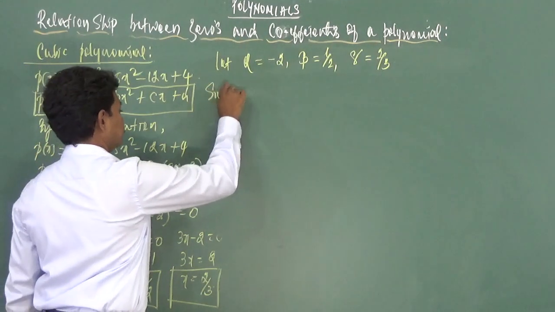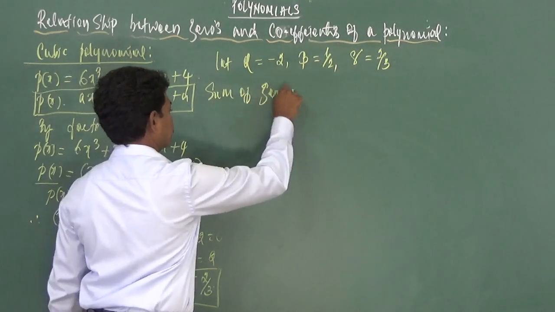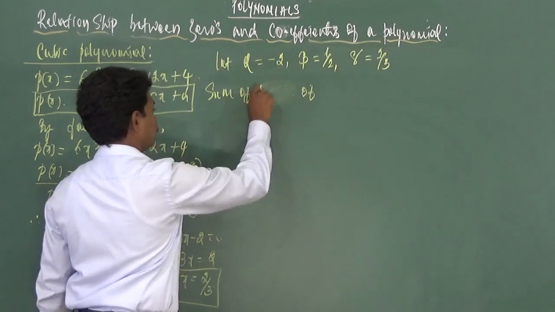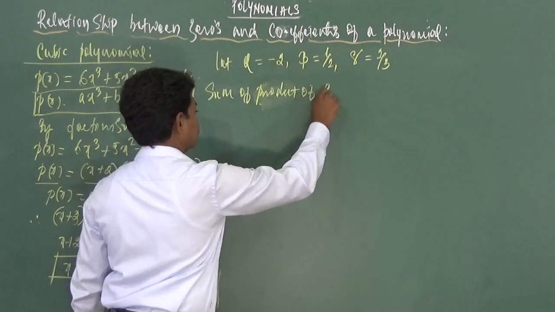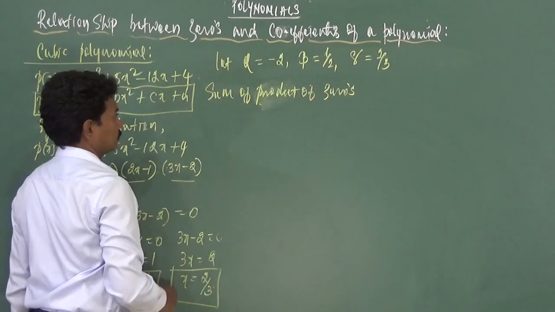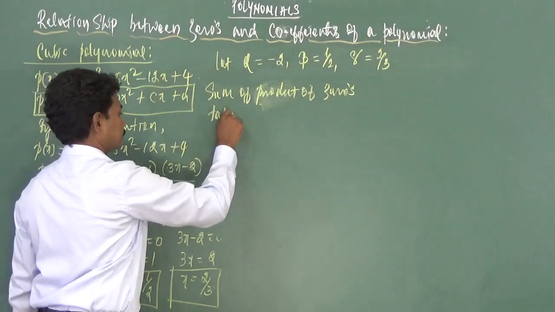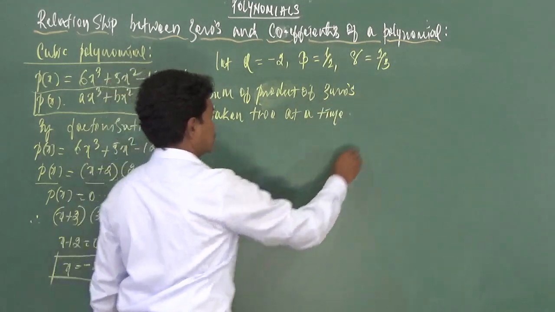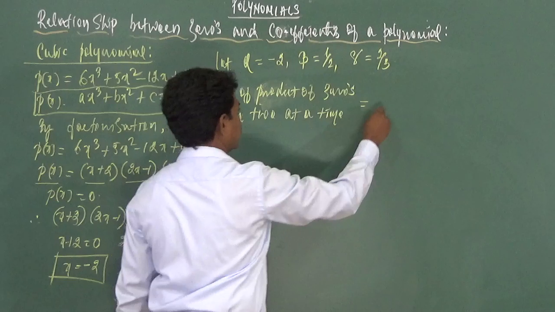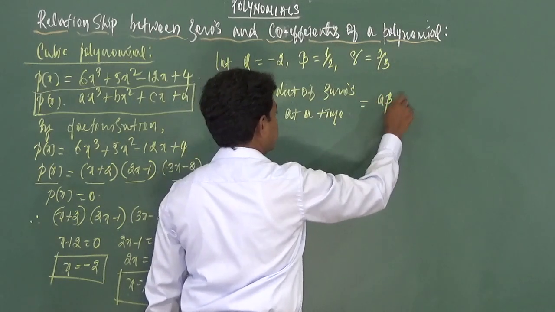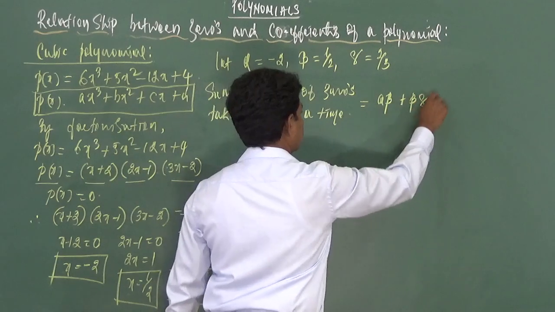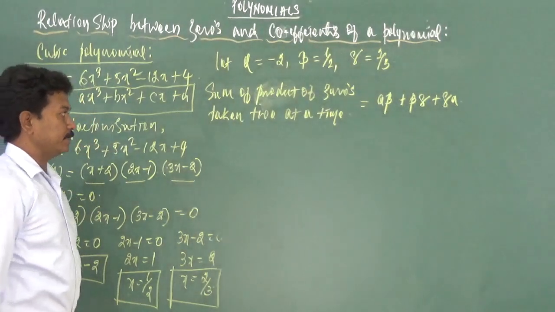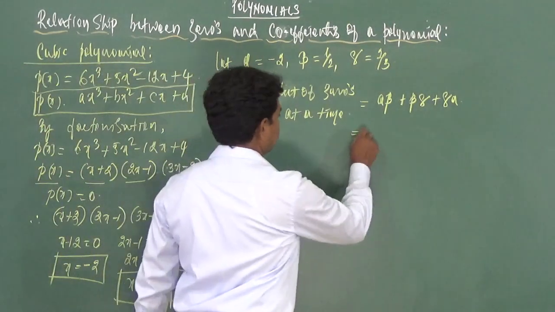So sum of product of zeros taken 2 at a time can be written as alpha into beta plus beta into gamma plus gamma into alpha. So this is what we call the sum of product of zeros taken 2 at a time. Okay. Let us simplify this.